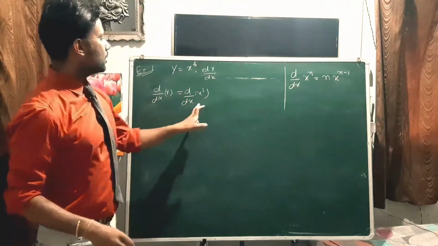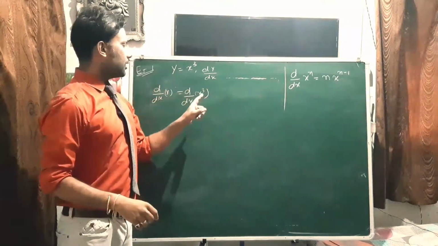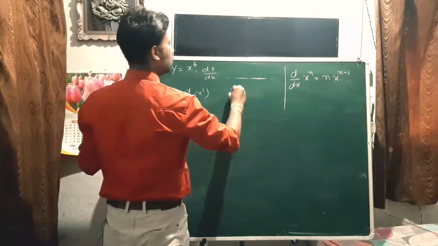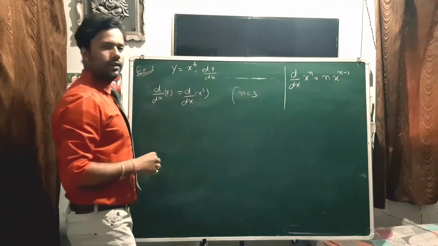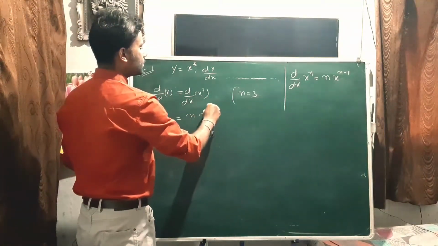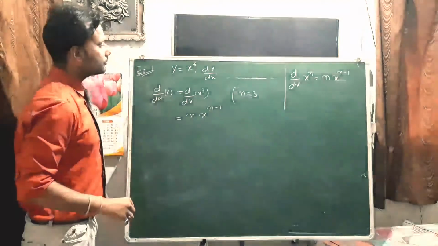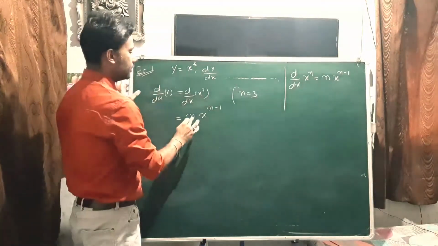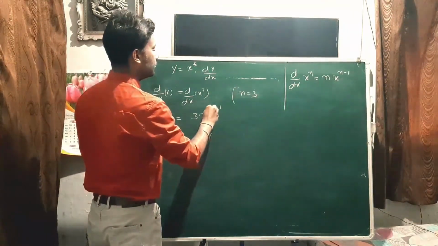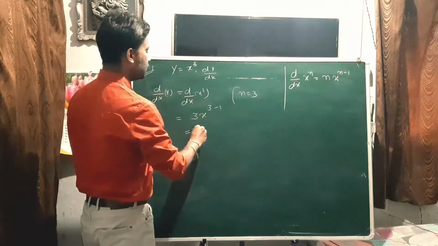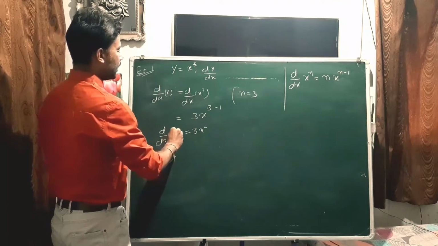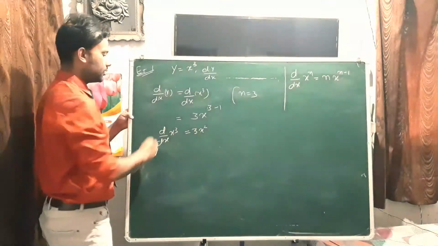Right? So compare this situation with the formula. You can find that n is 3 here, right? So n is basically 3 here. Apply the formula. What was the formula? The formula was n x to the power n minus 1, right? What is n here? n is 3. So it will be 3, right? 3 minus 1, that will be 2. So the answer will become 3x square. So differentiation of x cube will be 3x square. It's quite simple.